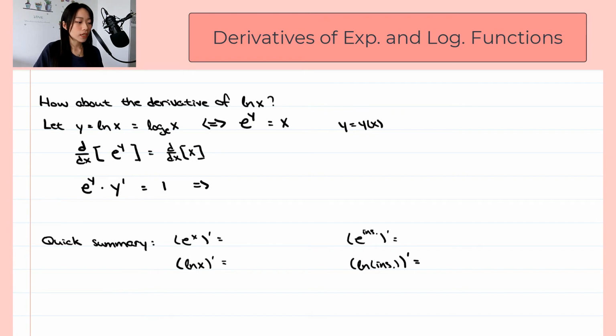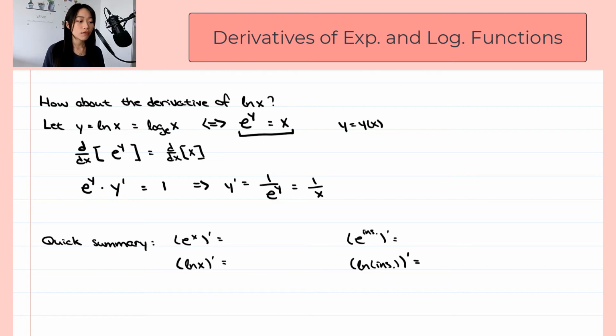So now we can isolate for y prime. So y prime equals 1 over e to the power of y. And since e to the power of y equals x, we can also write this as 1 over x. So derivative of ln of x is 1 over x.